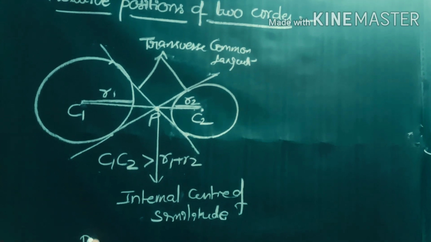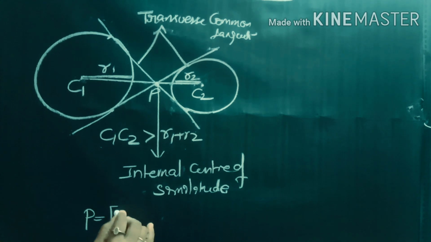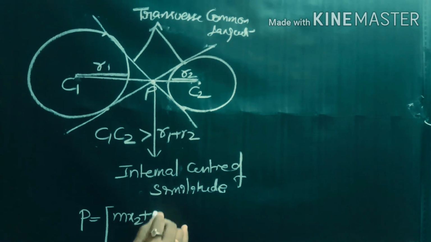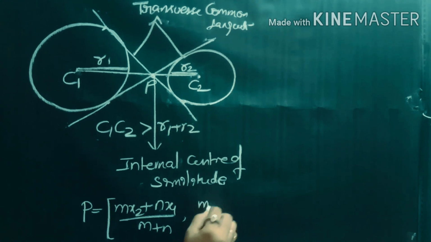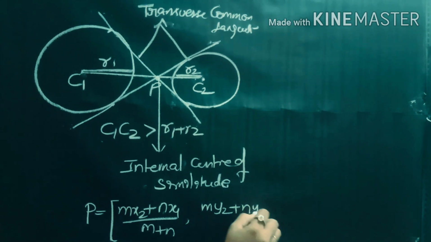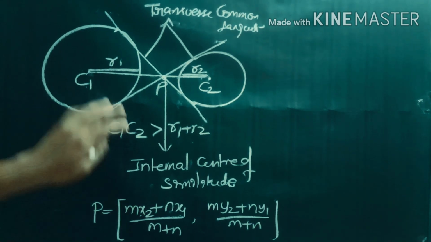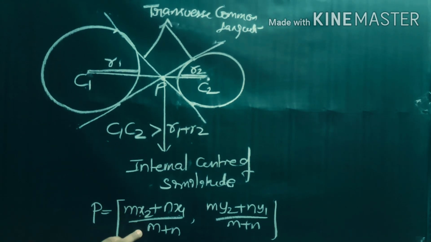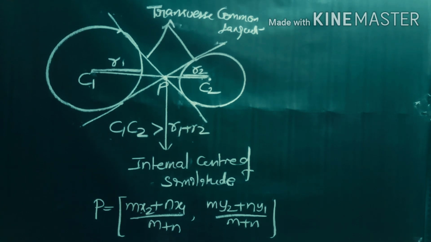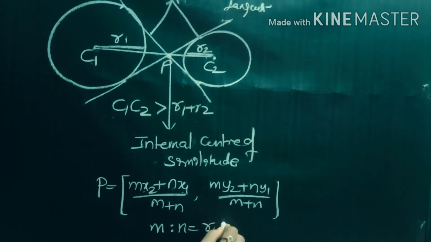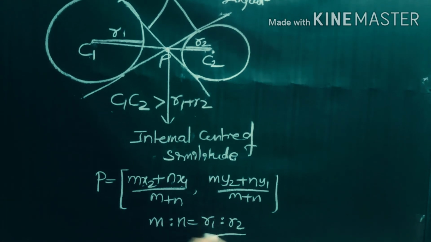Now the formula for finding the internal center of similitude is P equals (mx2 plus nx1) by (m plus n), comma (my2 plus ny1) by (m plus n). Here x1, y1 is the center of the first circle and x2, y2 is the center of the second circle, and m is to n equals r1 is to r2. We are taking the values like that.